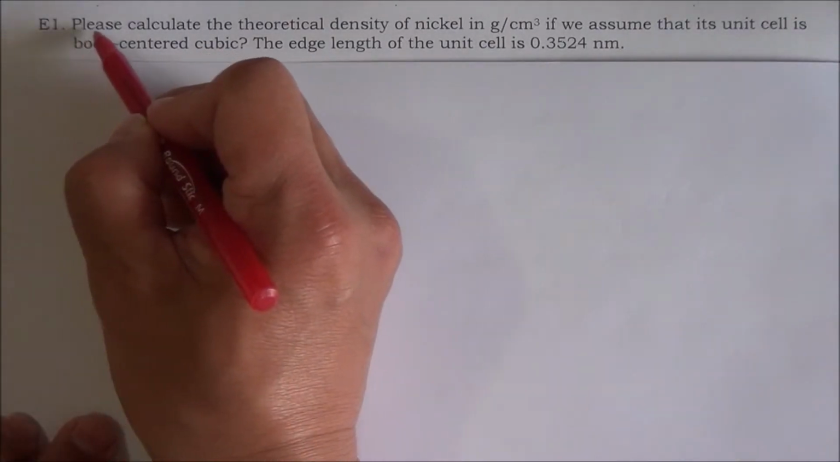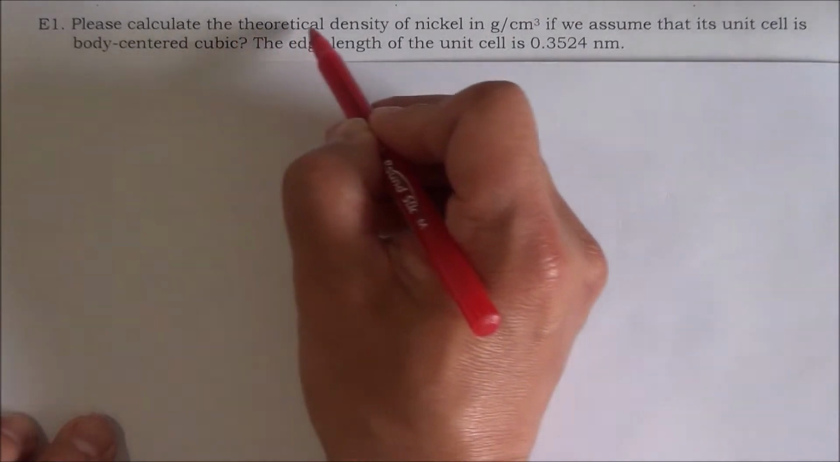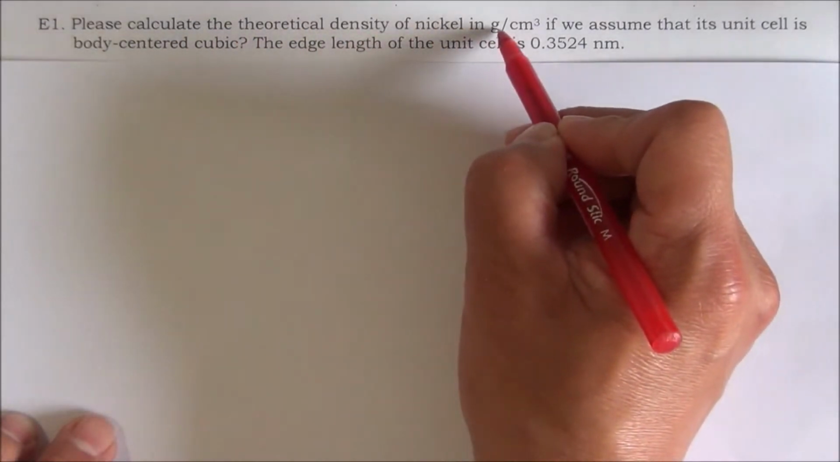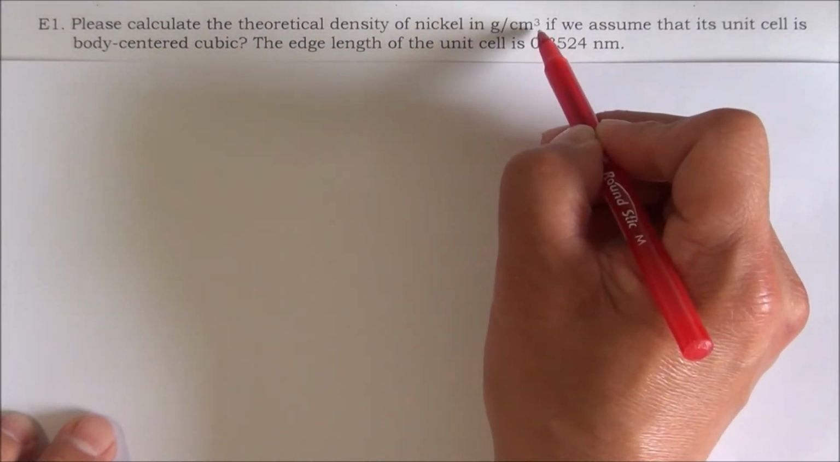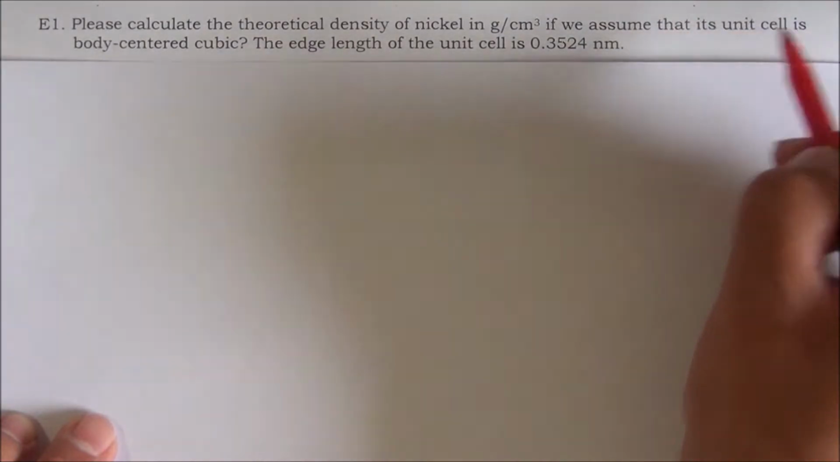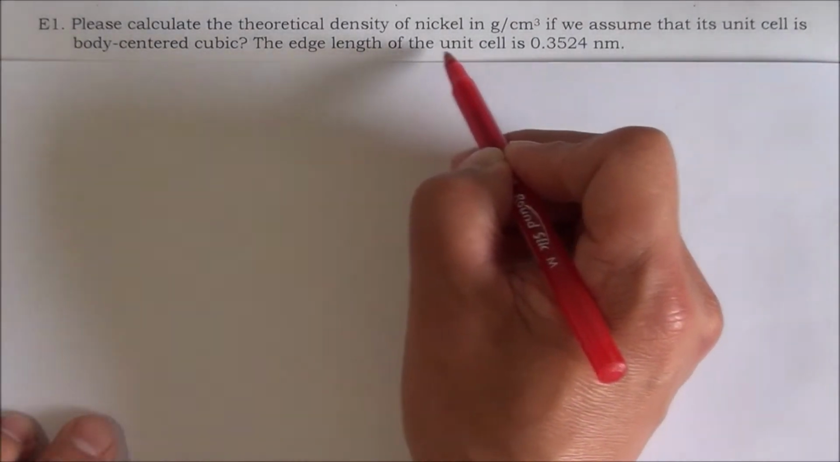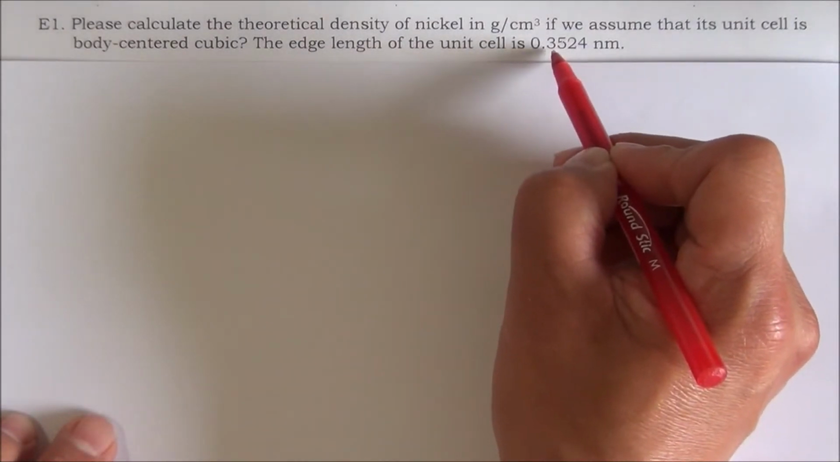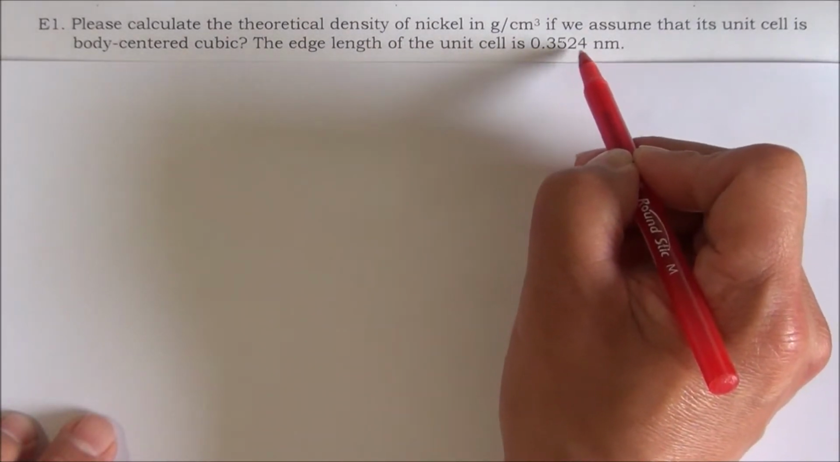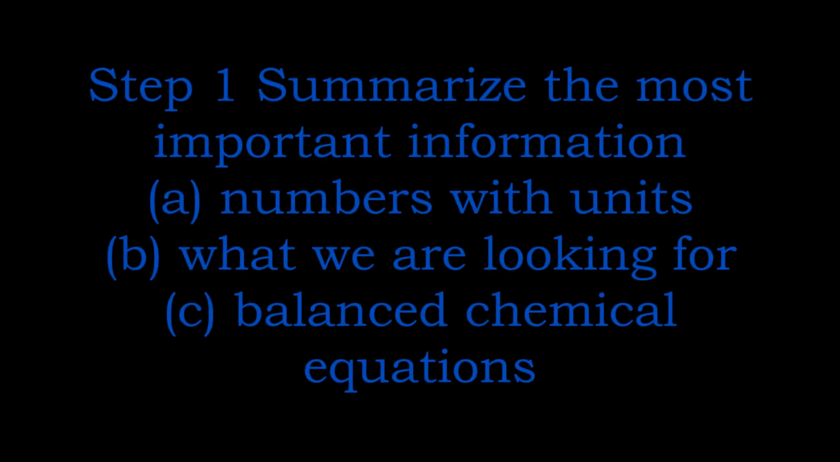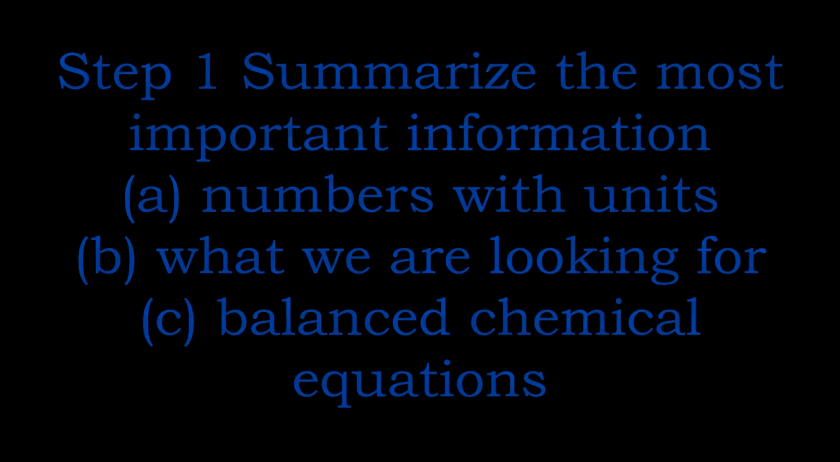Example 1. Please calculate the theoretical density of nickel in gram per centimeter cube. If we assume that its unit cell is body-centered cubic, the edge length of the unit cell is 0.3524 nanometer. The first step is always to summarize the most important information.